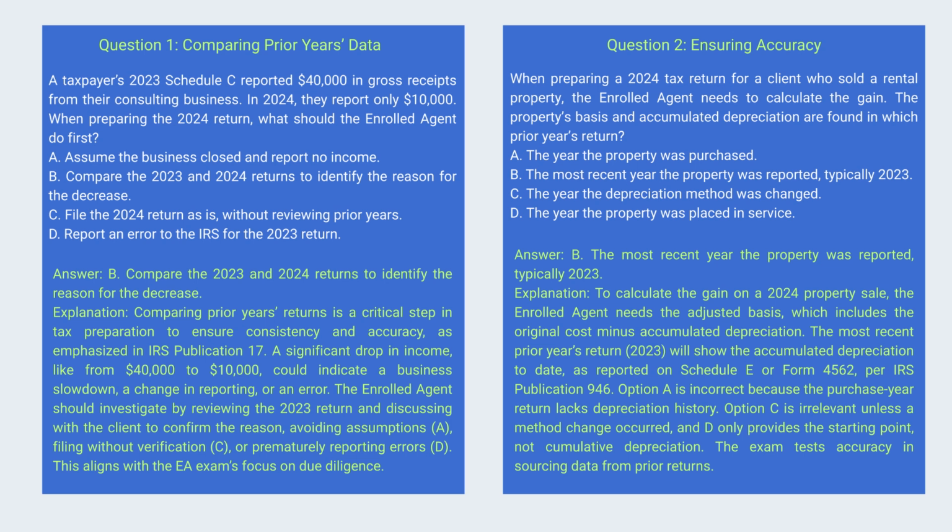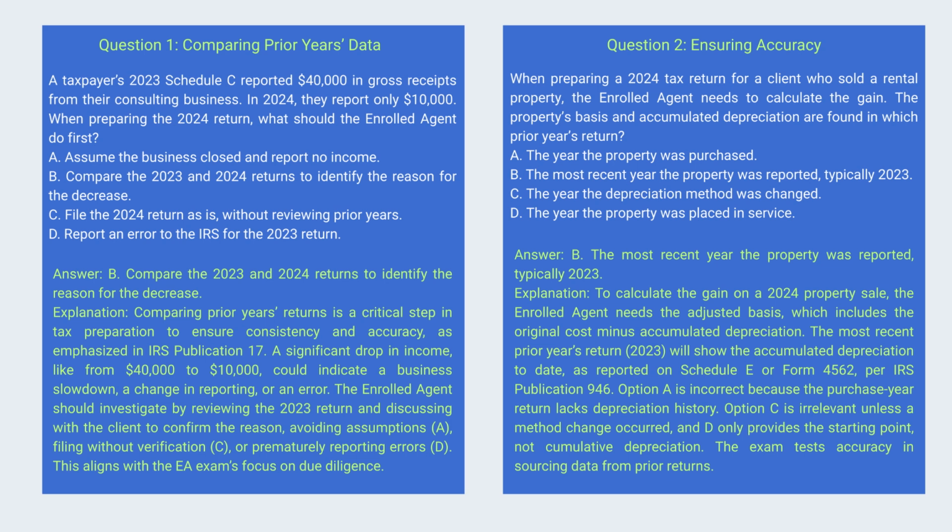Option A. The year the property was purchased. Option B. The most recent year the property was reported, typically 2023. Option C. The year the depreciation method was changed. Option D. The year the property was placed in service. Correct answer is option B. The most recent year the property was reported, typically 2023.